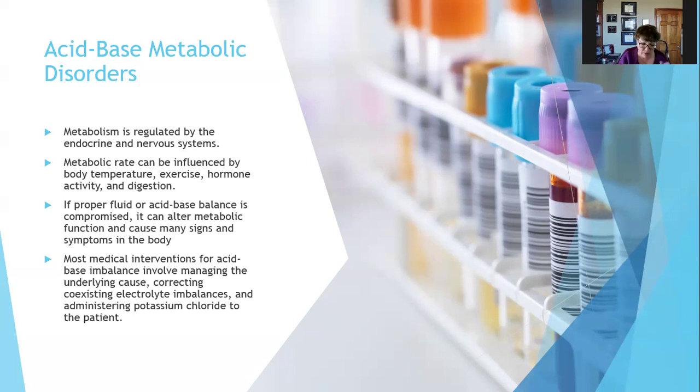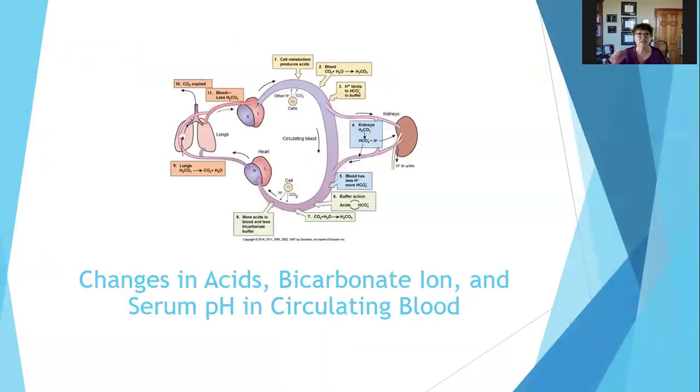The kidneys can modify the excretion rate of acids and the production and absorption of bicarbonate ions, and that has a longer acting effect. So the kidneys are the slowest to respond, but have the longest acting effect, if that makes any sense.